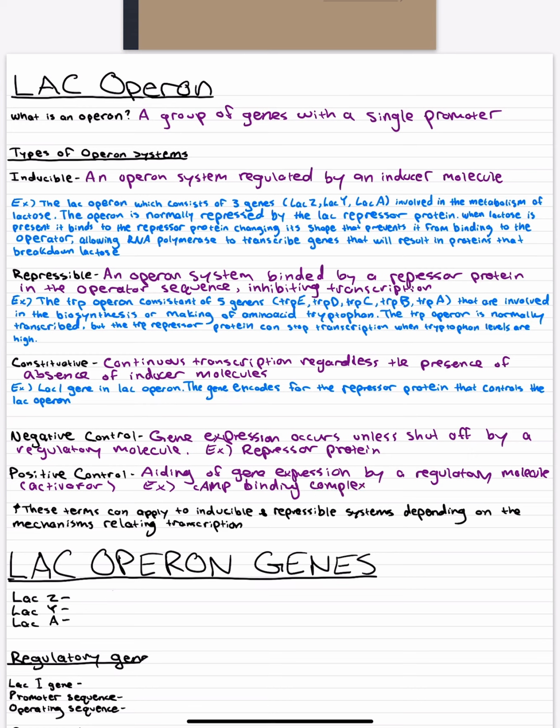Now, these terms can apply to both inducible and repressible systems depending on the mechanisms relating to transcription. In both of the examples, I related it to the Lac Operon. It has aspects which have negative control and other aspects which have positive control.